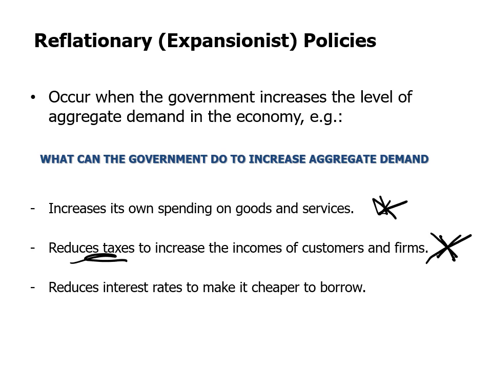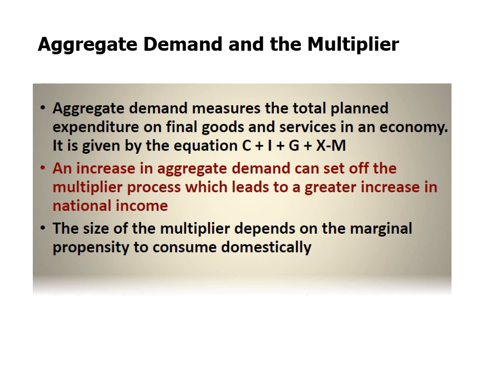What else can the government do? We can reduce interest rates to make it cheaper to borrow. If we reduce interest rates, more people will look for mortgages, more entrepreneurs will seek loans to start businesses, and the economy will expand. Now, if you remember this word from your basic economics, it's called the multiplier. The multiplier measures how expenditure on final goods and services in the economy would increase based on our marginal propensity to consume domestically.